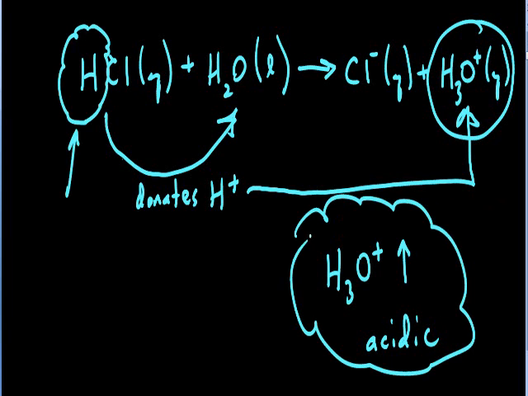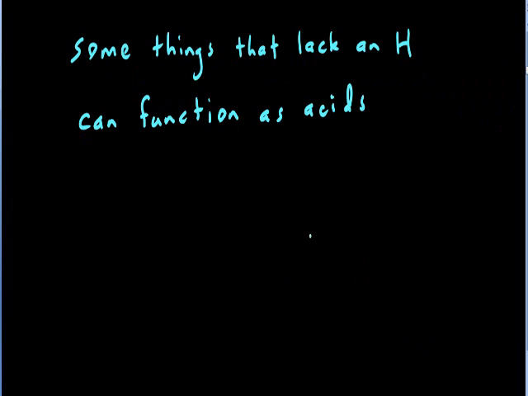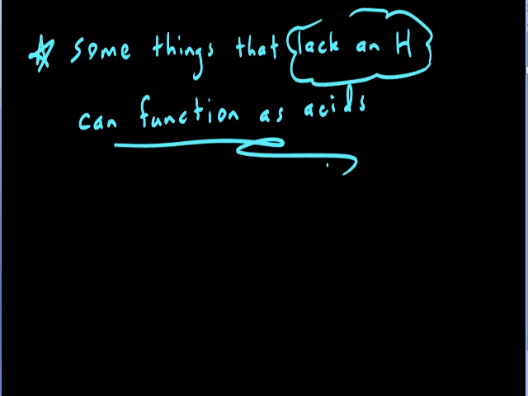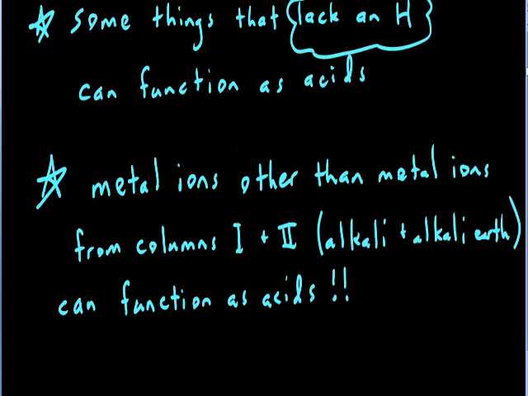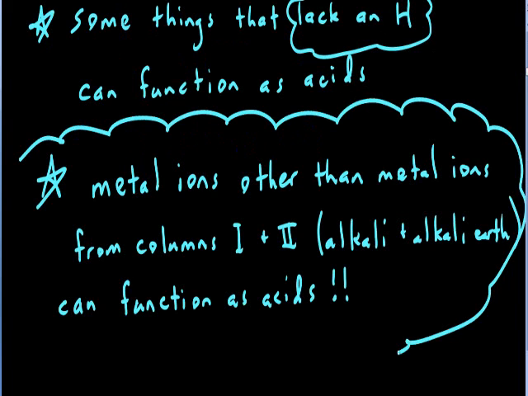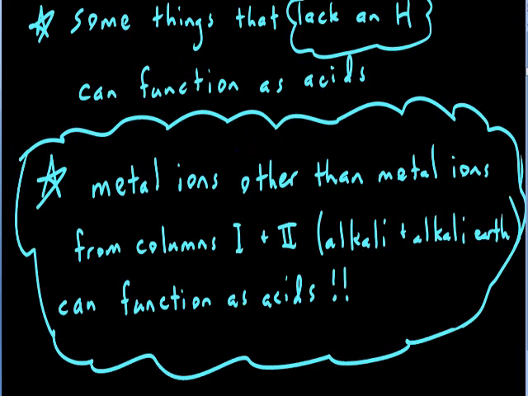However, surprisingly, there are some things that lack a hydrogen, yet they can still function as acids. The things that can do this are metal ions other than those that come from columns 1 and 2 on the periodic table. Essentially, it's mostly the transition metal ions that can function as acids.